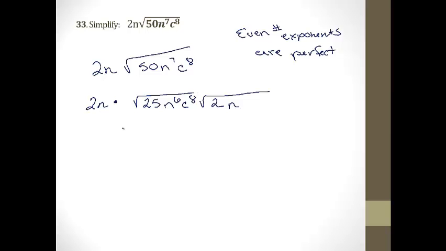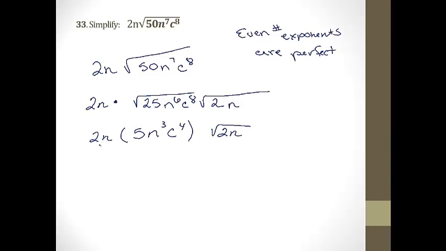All right. We still have this 2n hanging out here. He's going to multiply times the square root of the perfects here. So the square root of 25 is 5. The square root of n to the 6 is n cubed because we just cut the exponents in half. The square root of c to the 8 is c to the 4. We still have our not perfects. They never really do anything.